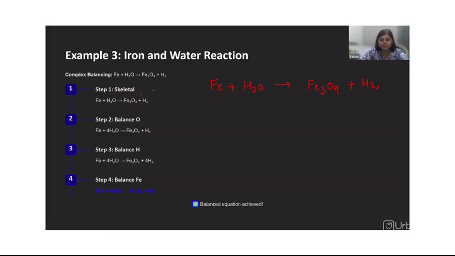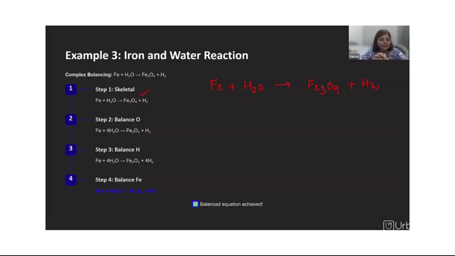First step is to write the skeletal equation, which we have written. Next step is to check. I can clearly see that my equation is not balanced because for Fe we have 1 on the left hand side, and on the right hand side I have 3. Oxygen I have just 1 on the left hand side and on the right hand side I have 4. Hydrogen is balanced. So now I need to balance my equation.